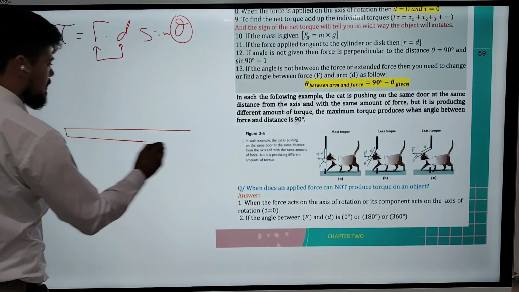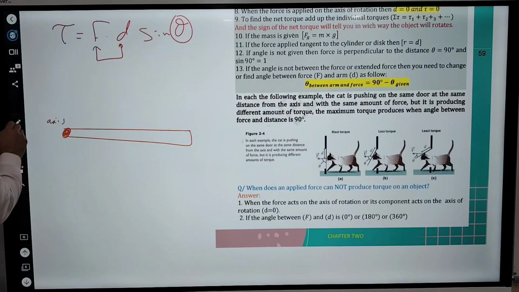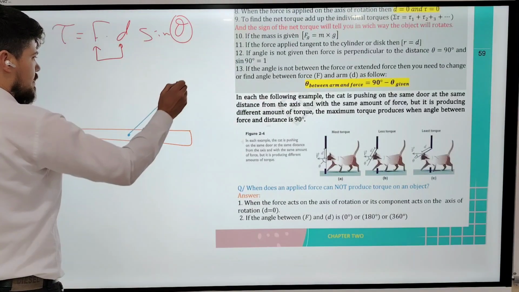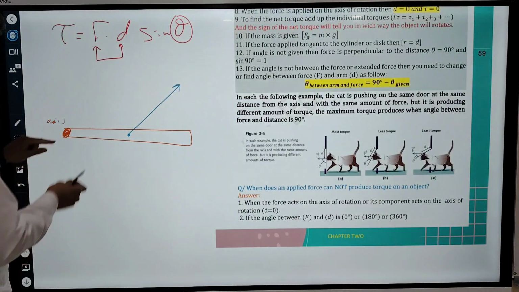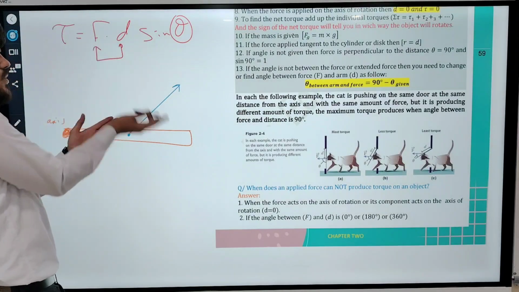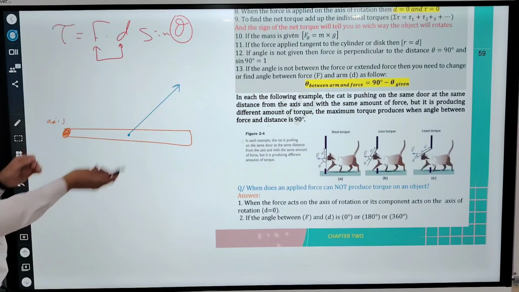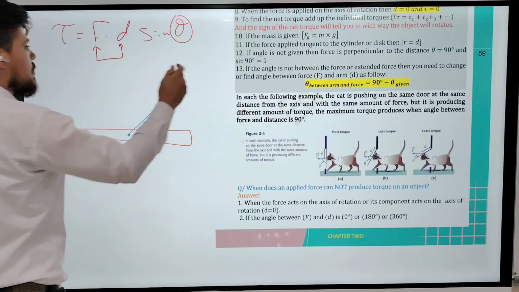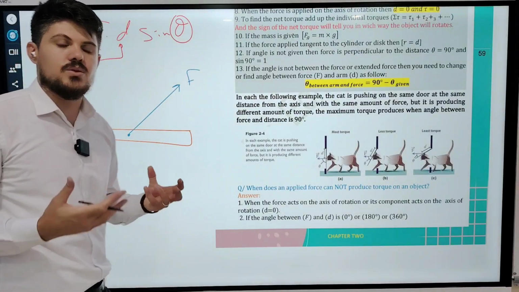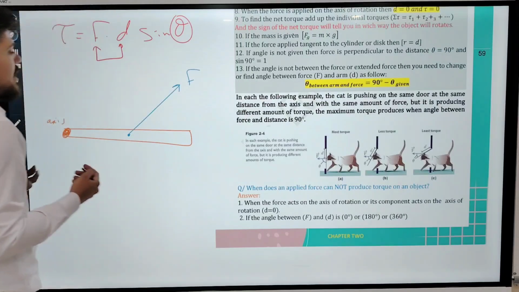For example, if you have a beam, okay, this is the axis of rotation, and if the force is applied in this direction, the beam is going to rotate counterclockwise, because this is an upward force. Okay, so this force can produce torque. Yes, of course. Why? Because this force is not parallel to the distance. Okay, and the angle between force and D is a tilted angle.